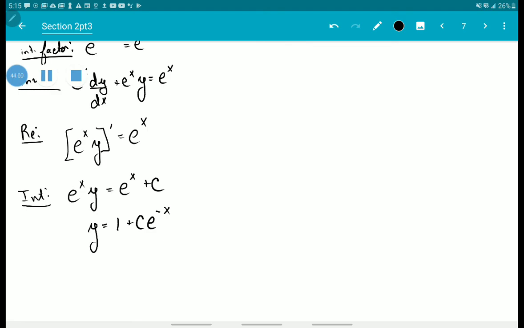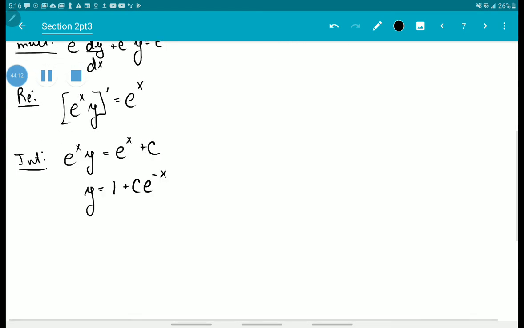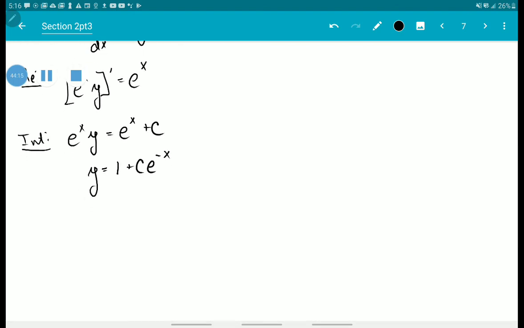So now let's look at that initial condition. We started with the condition y of 0 is equal to 0. The point 0, 0 is actually on that first piece. So we're going to use that condition for this piece of the puzzle, which was on that first piece. So we're going to get negative 1 for c. So we're going to have y equals 1 minus e to the negative x.